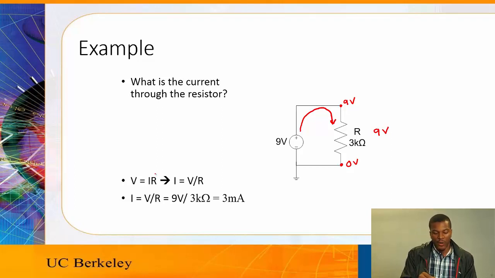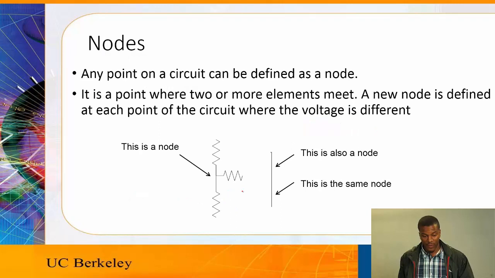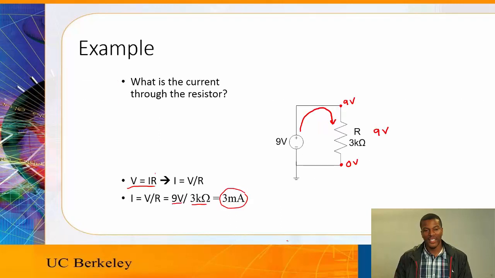By using Ohm's law, V equals IR, we can derive a similar equation for current, which is I equals V over R. Using this equation, we just plug in directly. 9 volts divided by 3K ohms equals our desired current value, which is 3 milliamps.